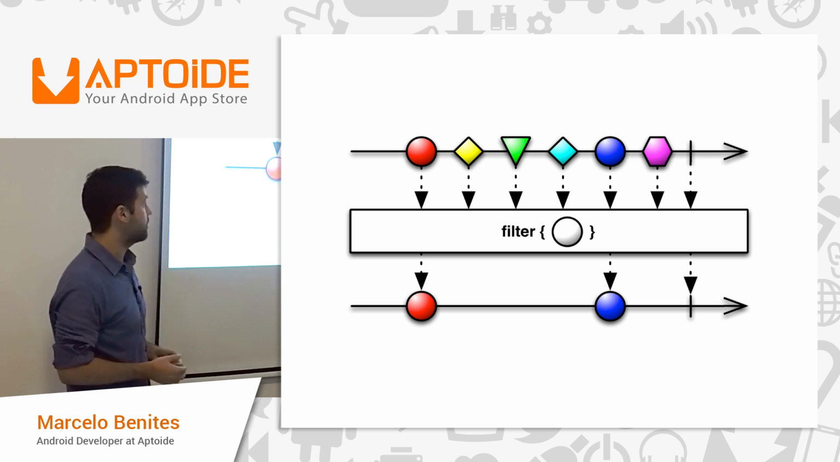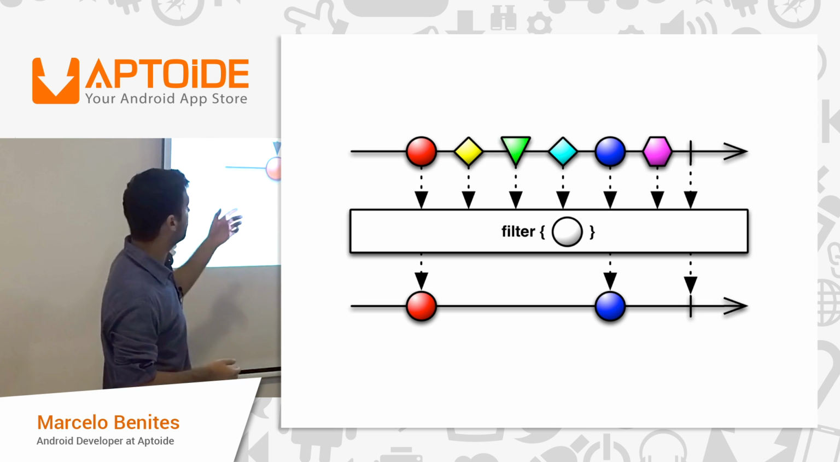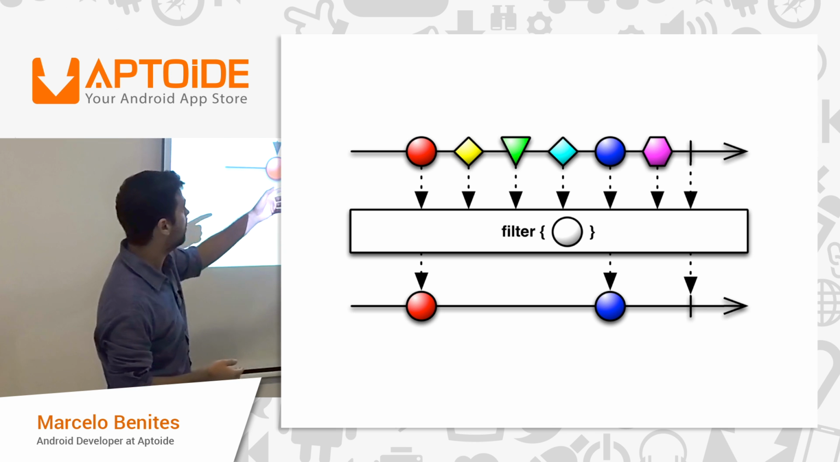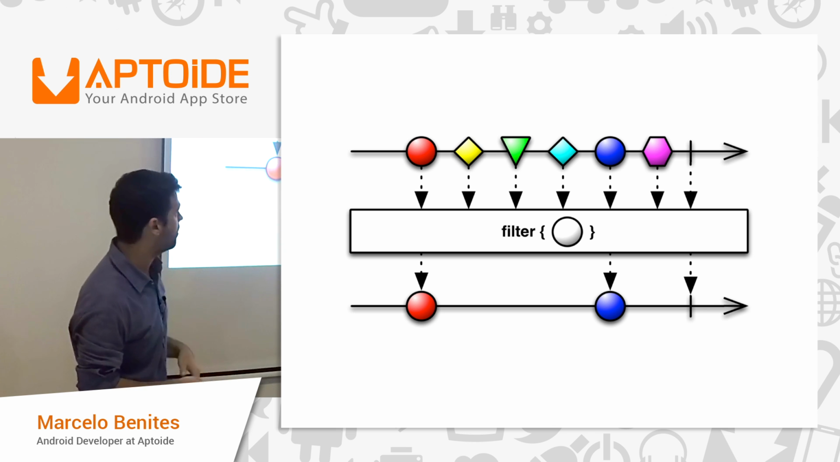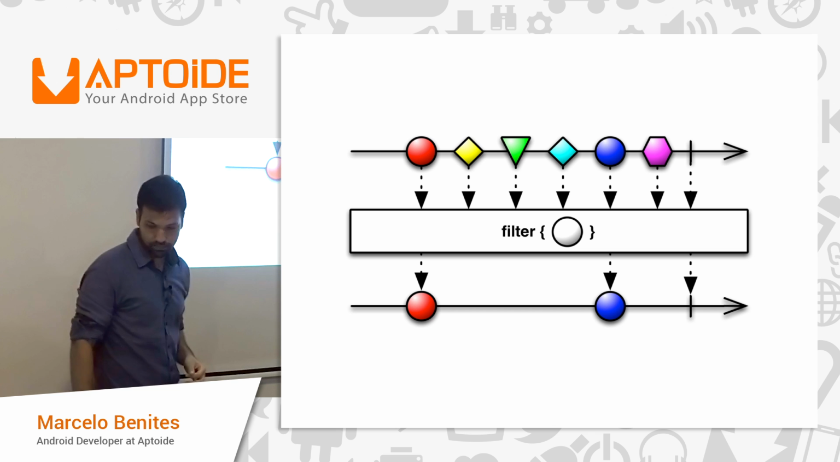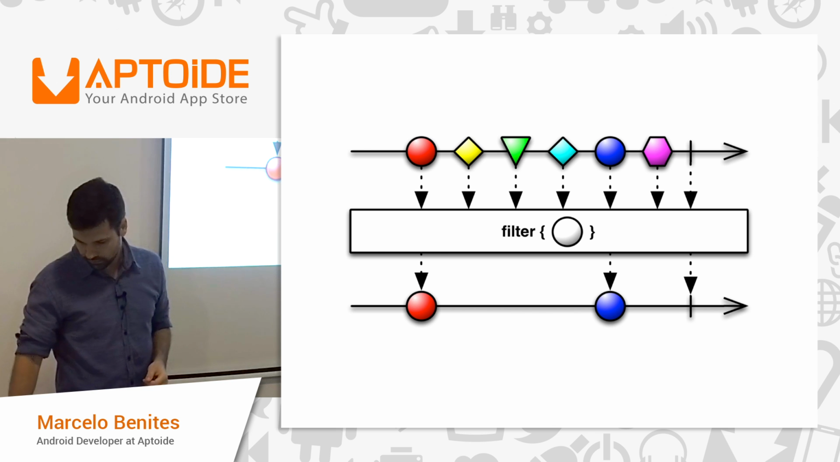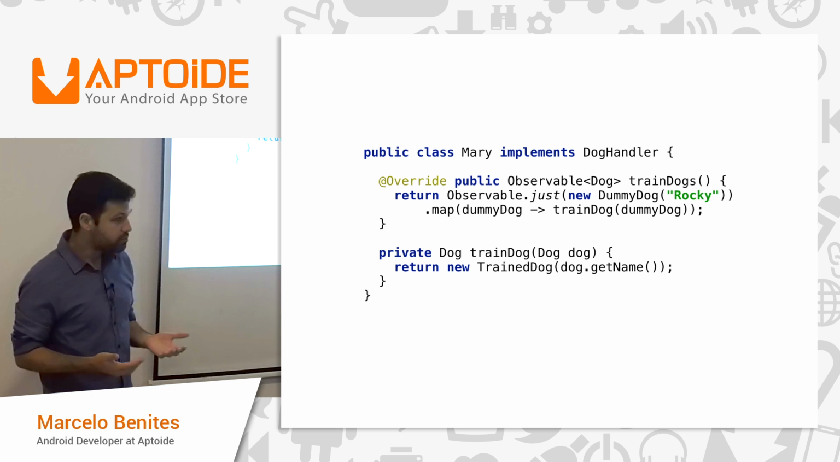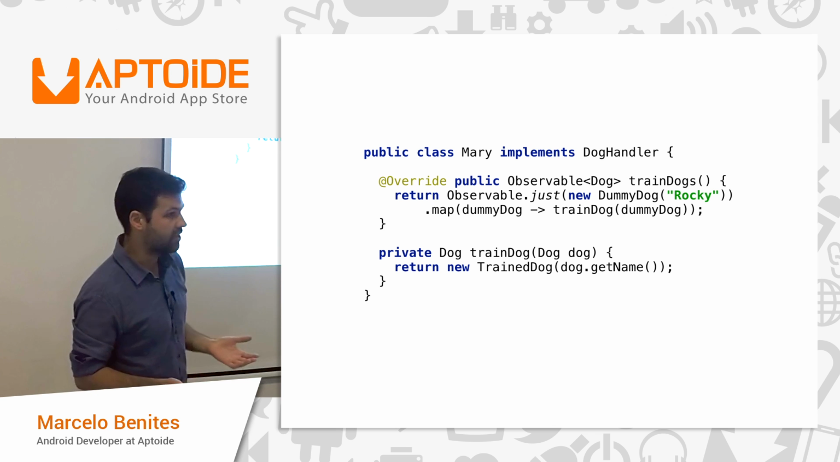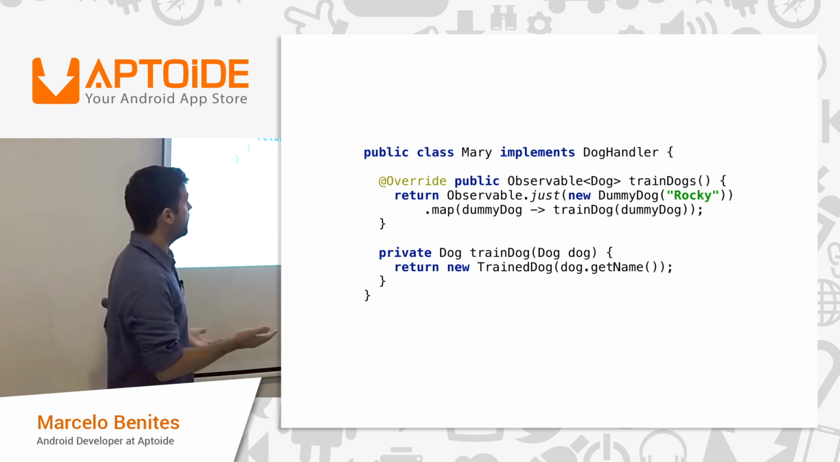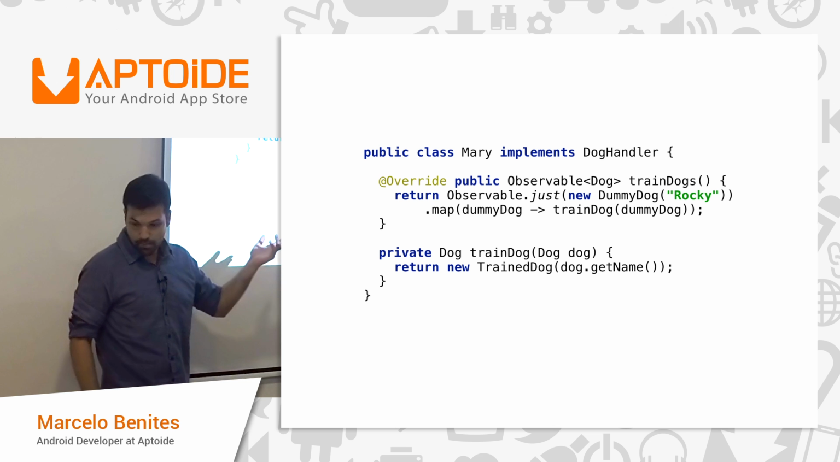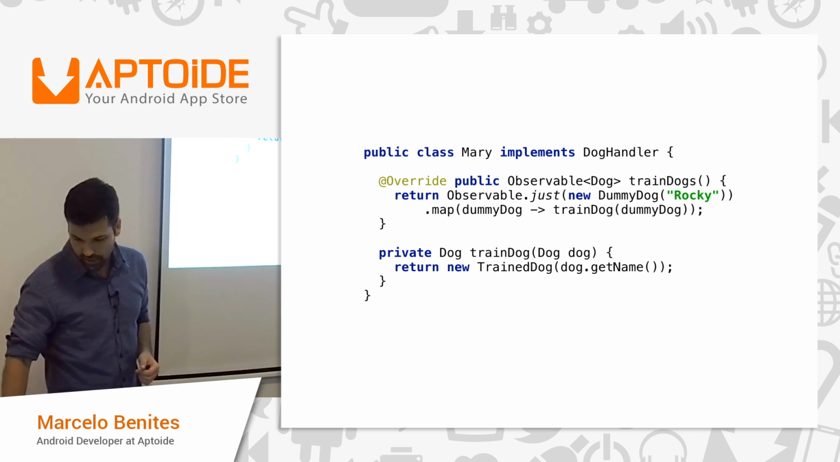So again, another marble diagram. Only circles will continue because we are filtering only circles. So triangles or anything else are not going to be filtered. It's not going to continue in the chain. So let's introduce Mary. Mary is going to train Rocky because John didn't want to. She's also a dog handler, and she also maps the dummy dog to a trained dog.